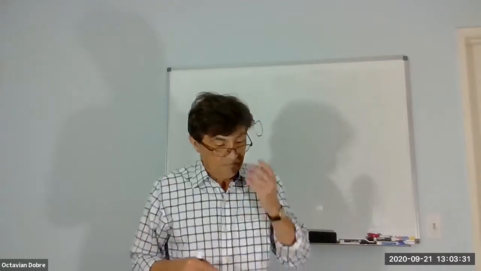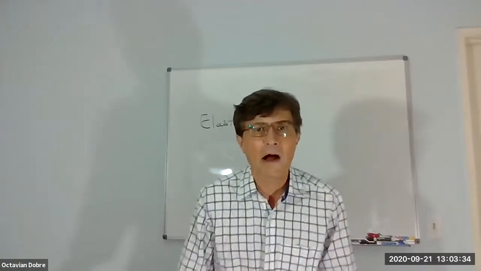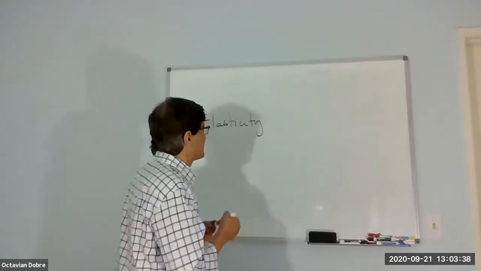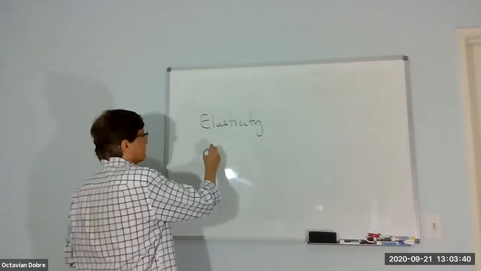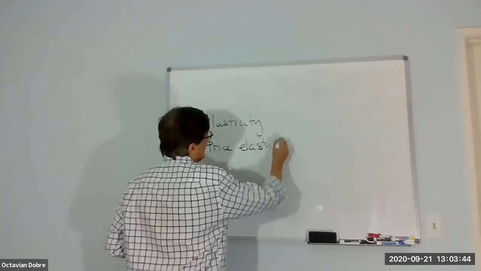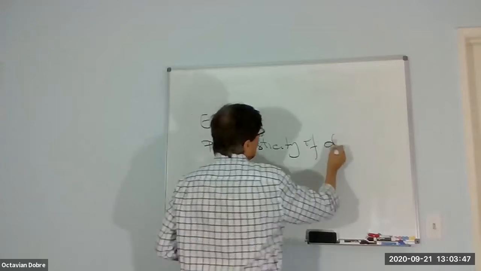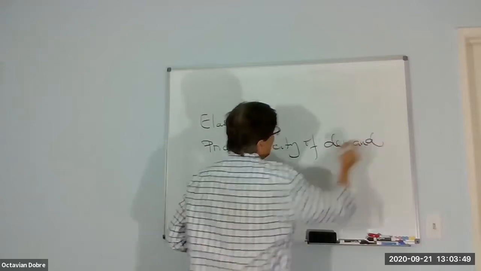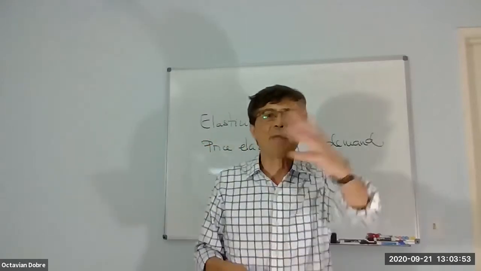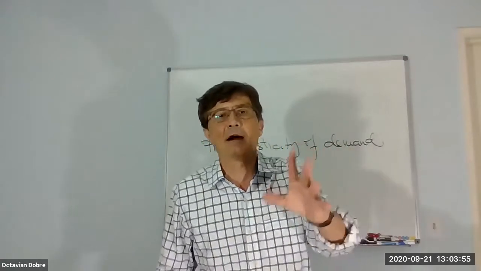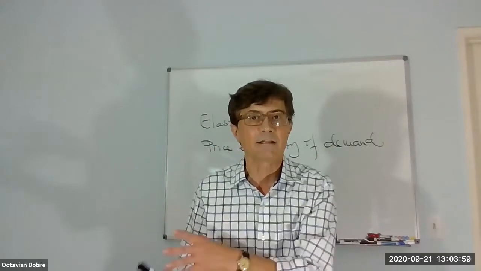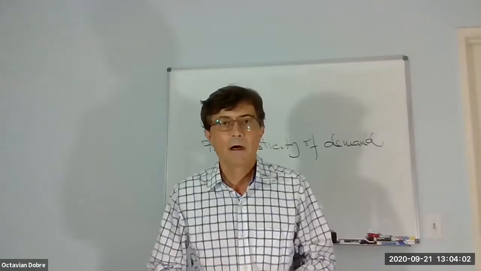Now, I know that the book mentions a whole bunch of elasticities. So, for example, there's price elasticity of demand. And that's the one that we're going to focus on. And I'm not going to write it down, but I'm going to also mention some other types of elasticities that are in the book.